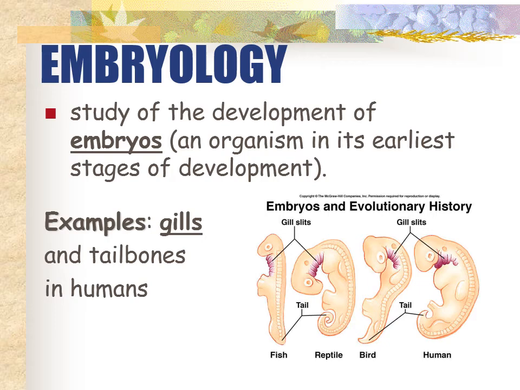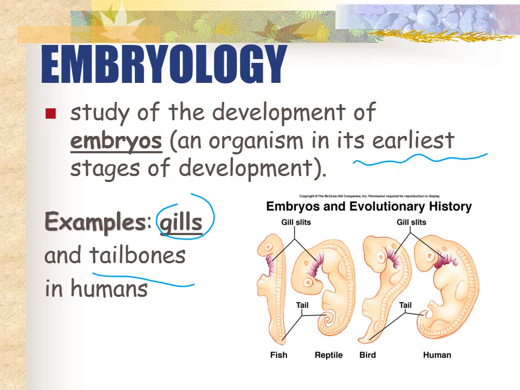Another piece of evidence to look at would be considered embryology. So that's just the study of how embryos develop. Embryos are organisms in their very earliest stages of development. So when we look at embryos of all organisms, not just humans, we see similarities. So for instance, in human embryos, we see gills and tailbones develop, at least in the first initial stages, and then those genes get turned off and those organs do not develop.